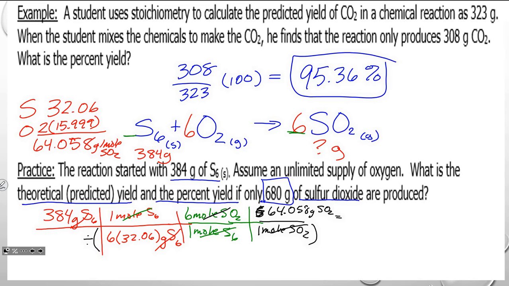So is it going to be bigger or less than the 680 that I did produce? Is it going to be bigger or less than? Better be bigger than. If it's less than, then I'm over 100%, which is not good. So I should be above 680. What is it? 700 and something. So 384 times 6 times 64.058 divided by parenthesis 6 times 32.06, close parenthesis. Enter.